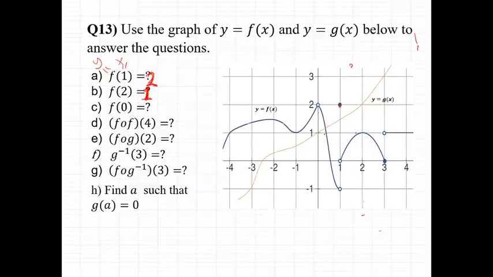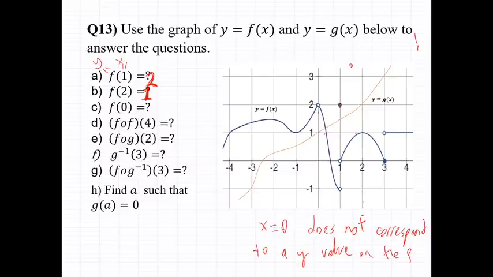So x equals 0 does not correspond to a y value on the graph of f of x. So in this case, we say f of 0 is undefined. So what is f of 4?